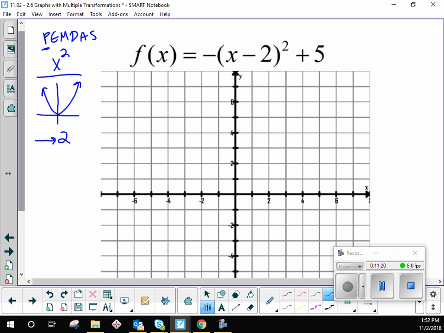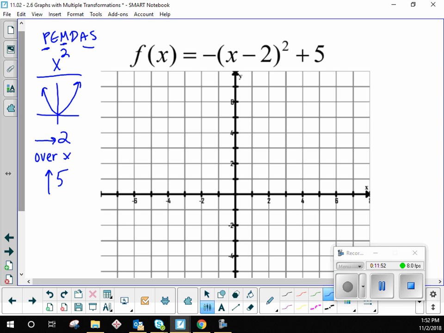After that, in order of operations, we have multiplication. That's any stretch, compress, or reflection. What is going on here? It's a negative out front. A negative out front means reflect over which axis? X. Because your y is basically changing signs, your y value. So if you had a positive y, it's now going to be a negative y. So that's where the reflection over x comes in. And then addition or subtraction last, that's the plus 5. So my graph is going to go up 5.